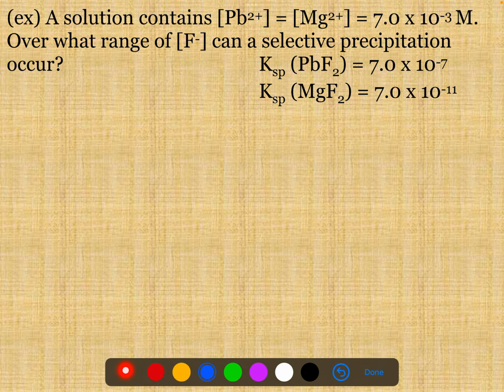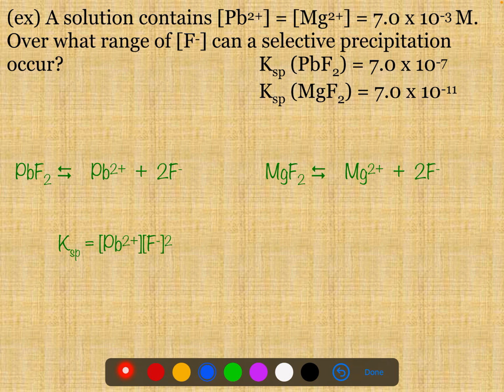Sorry, it's not clicking. So here are two dissolution equations. We have lead 2 fluoride would make 1 lead and then 2 fluoride ions. Same thing with magnesium fluoride. It makes 1 magnesium, 2 fluoride ions. KSP equations are going to look very similar. So it would be the concentration of lead times concentration of fluoride squared.